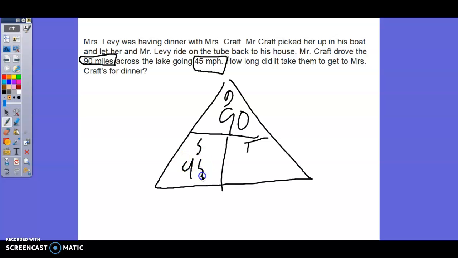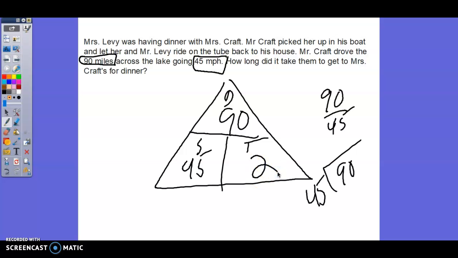45 miles an hour. 90 over 45 is the same thing as saying 90 divided by 45. Again, I know this one in my head because I've done this one enough, but you can use your calculator. What is 90 divided by 45? Two hour trip across the lake on a tube. Oh my goodness gracious. I like tubing, but not that much.